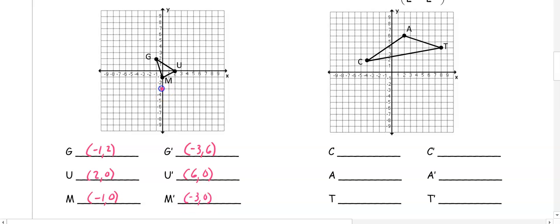So now we can plot our points and label our letters and connect them together.